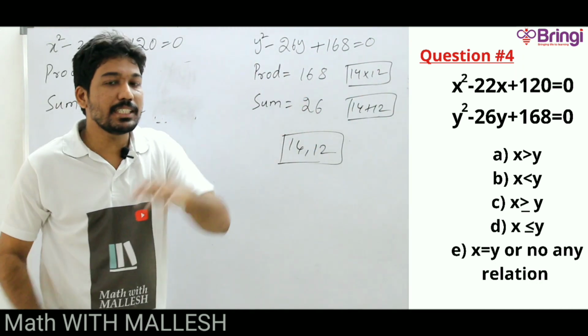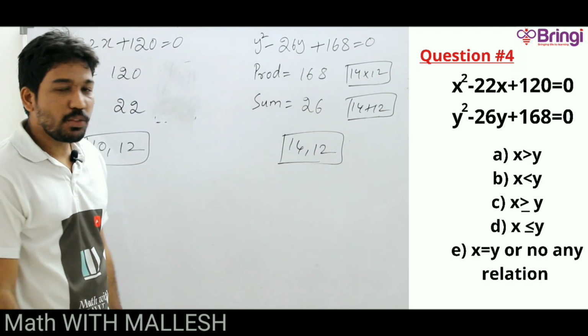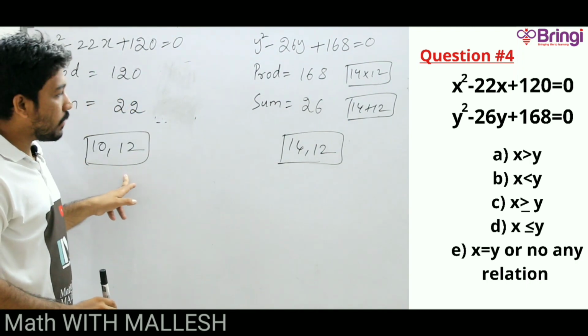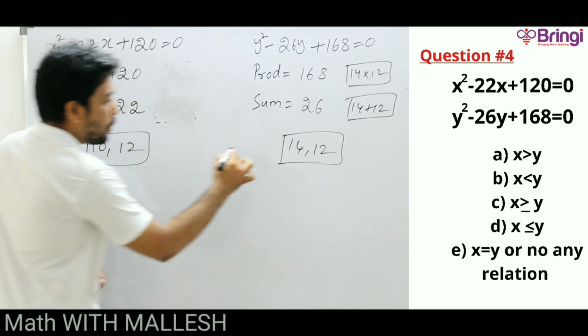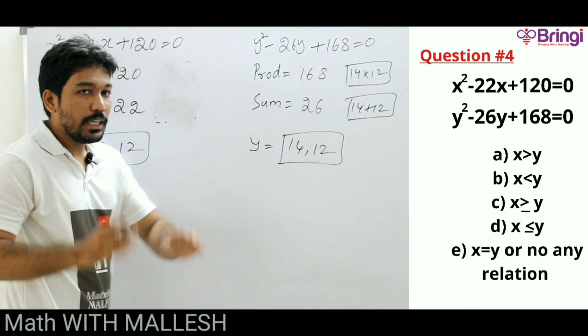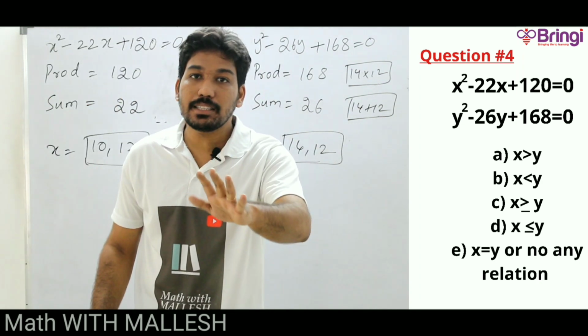14 12s are 168. X value is 10 comma 12 and Y value is 14 comma 12. This is the X value and this is the Y value. 80% completed. Now what is the remaining thing?